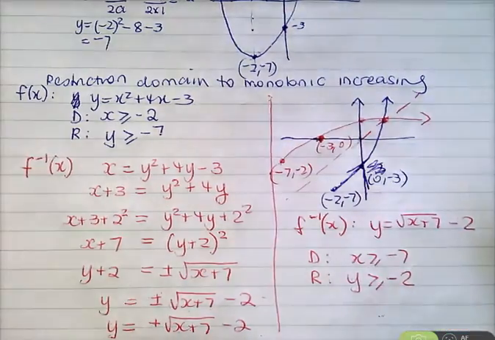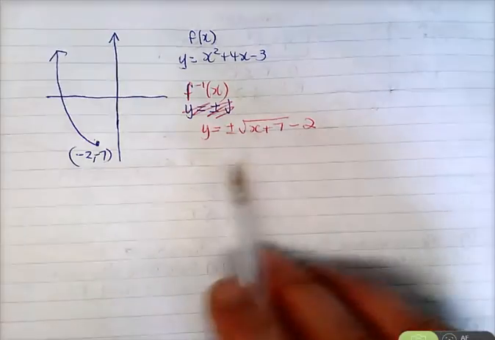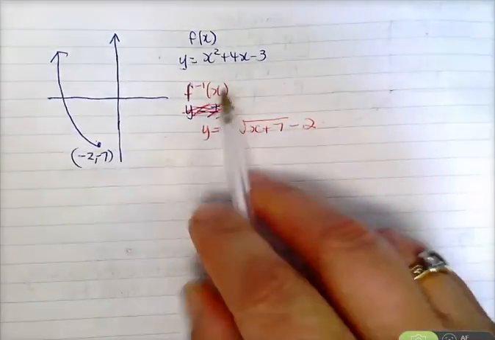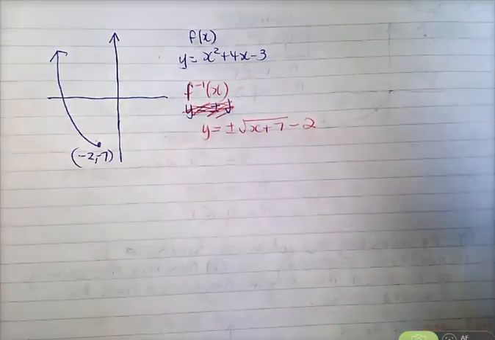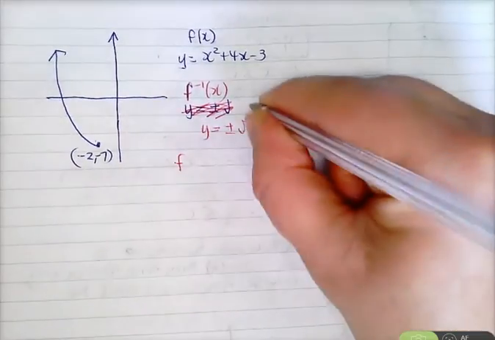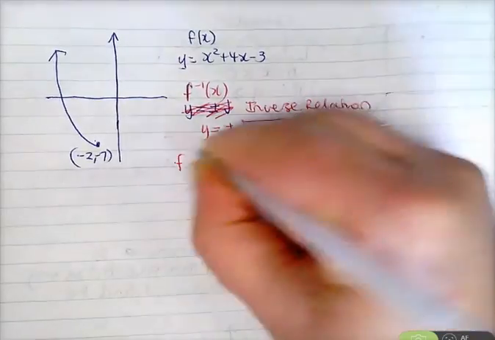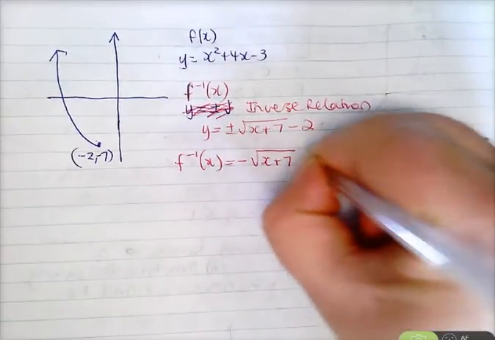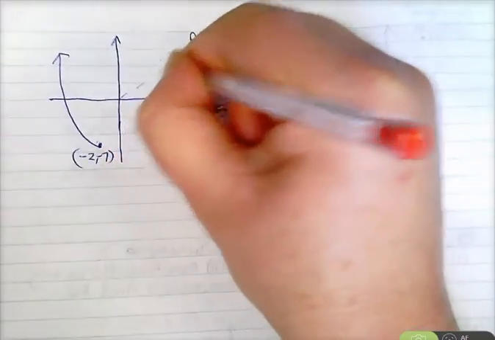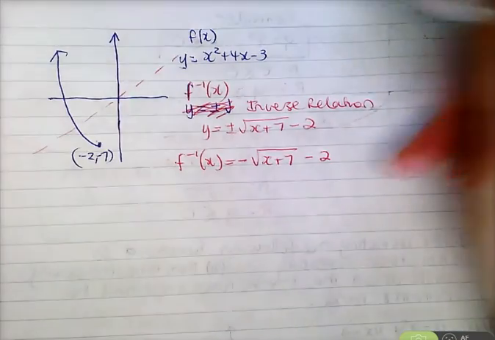Okay, right, we're going to do the same with the monotonic decreasing function. We know that the inverse of the increasing one was the positive square root of x plus 7, so therefore that's the inverse relation. So therefore the inverse function will be the negative square root of x plus 7 minus 2. Now what we're going to do, we're just going to see that that is in fact true.